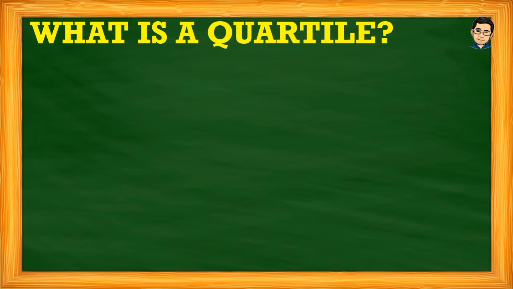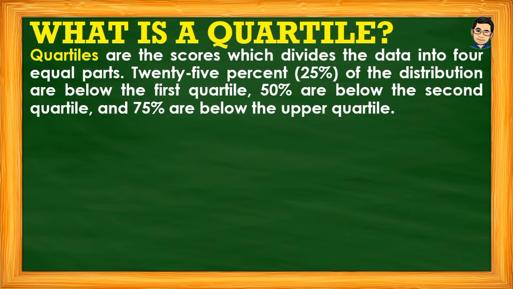So let us have the definition of quartile. What is a quartile? Quartiles are the scores which divide the data into 4 equal parts. We have quarters, right? Our school year is divided into 4 quarters. So the scores, the data, are divided into 4 equal parts, and that is called quartiles.